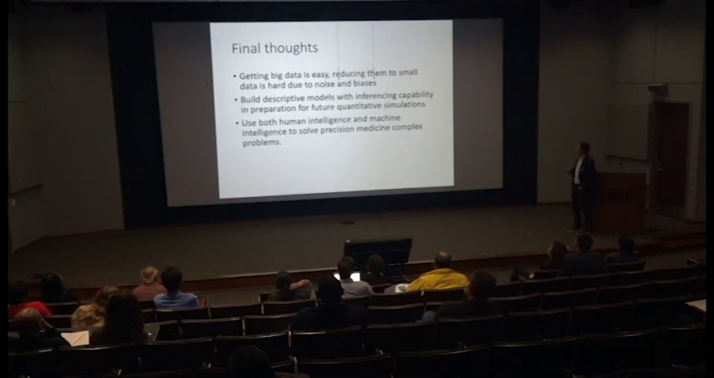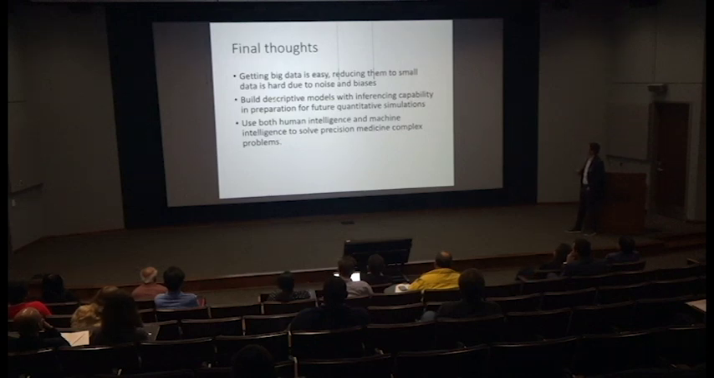Getting big data is easy, in my opinion, but reducing it is really hard because of the biases. So temporarily, we should be able to build descriptive models with inferencing capability. In the future, obviously, we want to build quantitative models, and then use both human intelligence and machine intelligence.